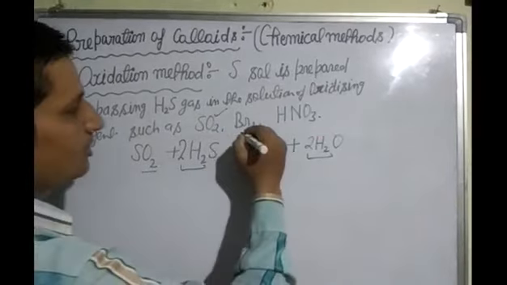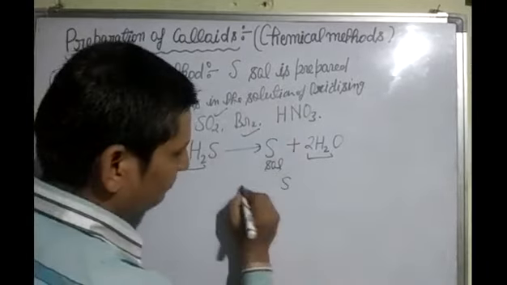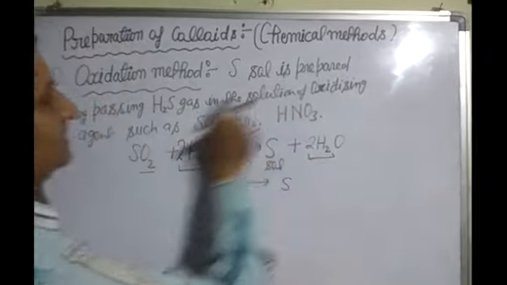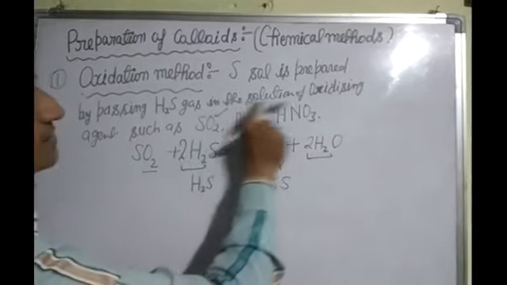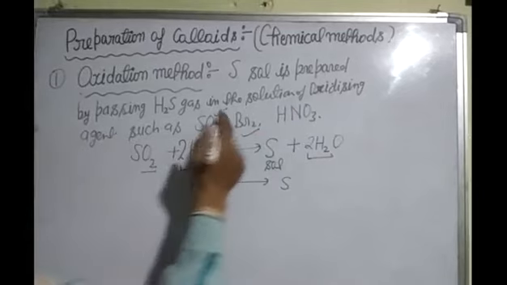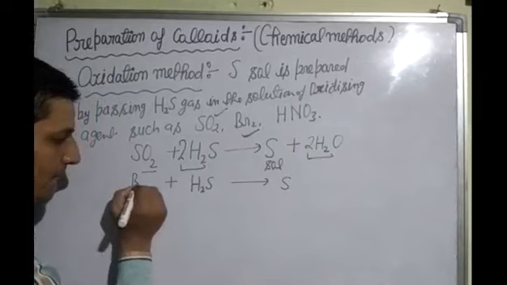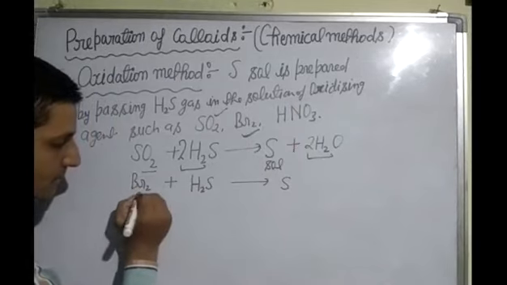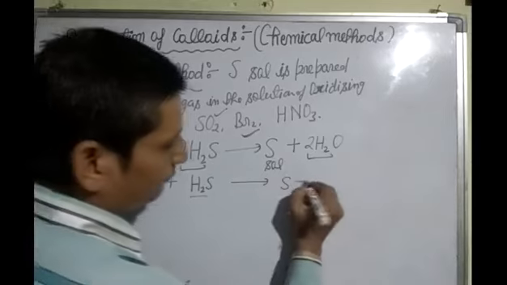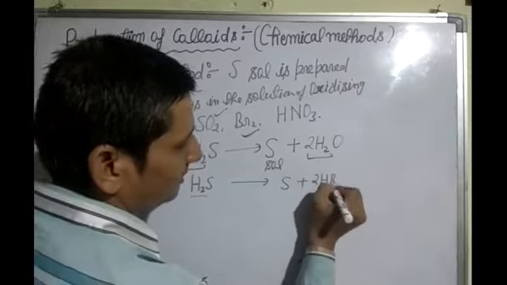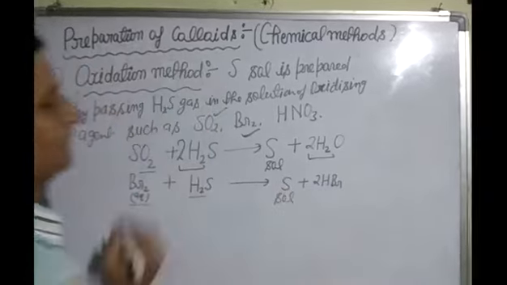Now we take this oxidizing agent. Sulfur sol is prepared. Passing hydrogen sulfide gas in the solution of oxidizing agent, the next oxidizing agent is bromine water. So we take bromine water, Br2 aqueous. 2H and 2Br combine to form 2HBr and S, sulfur sol. Now we get sulfur sol.